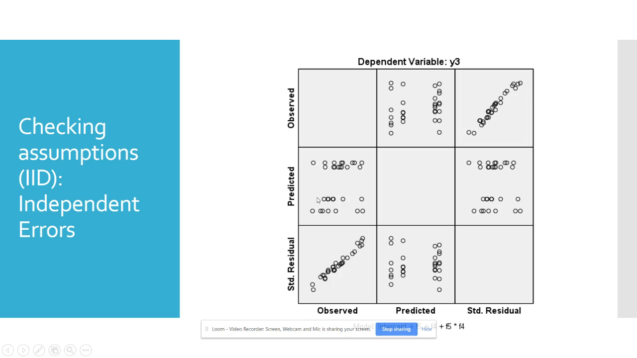So this graph is checking for the independent errors assumption. You want the observed and predicted values to not be parallel. You want them to be overlapping and sort of grouped together. You don't see this in this chart, so the assumption is violated.